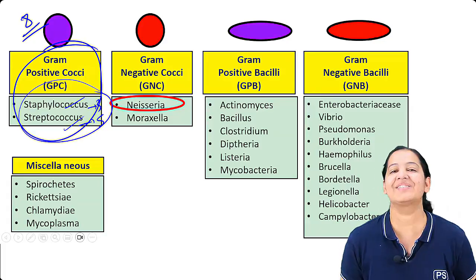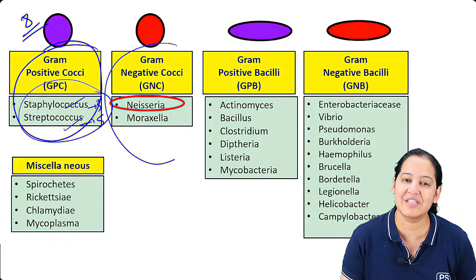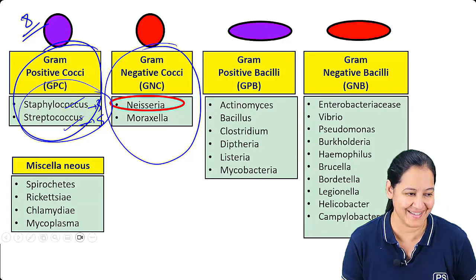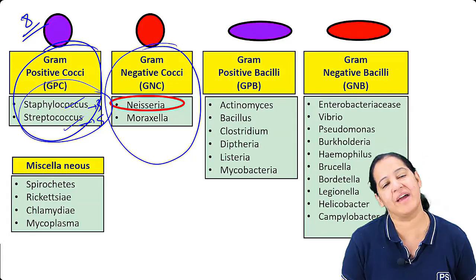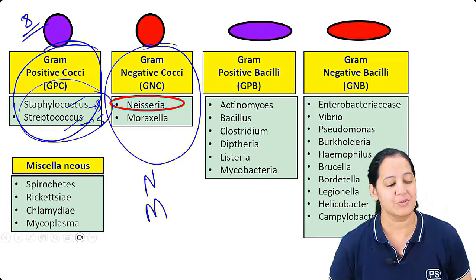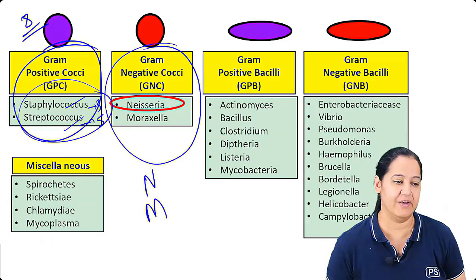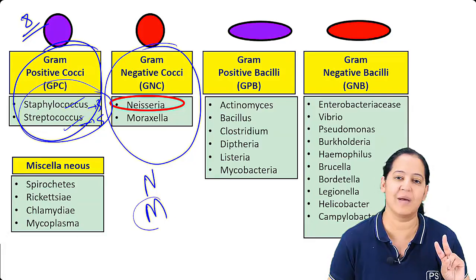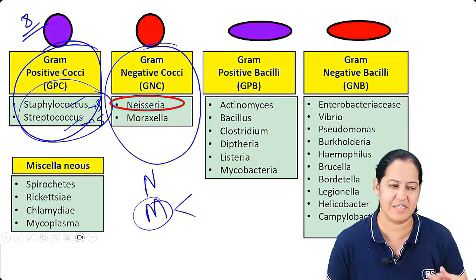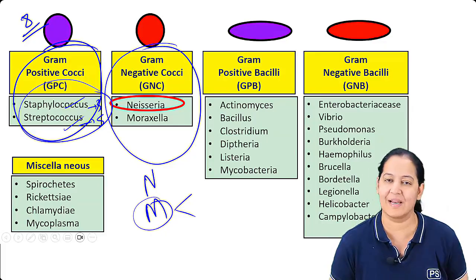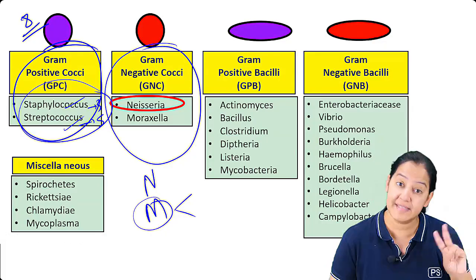So let me start with gram-negative cocci. In gram-negative cocci, we have only two bacteria to deal with, Neisseria and Moraxella. I will teach you both of these bacteria. The point is that for Moraxella, two lines are important that I will tell you in the end. It's a very minor bacteria, we don't have to study it at all. Two lines I will teach you, but Neisseria is very important.